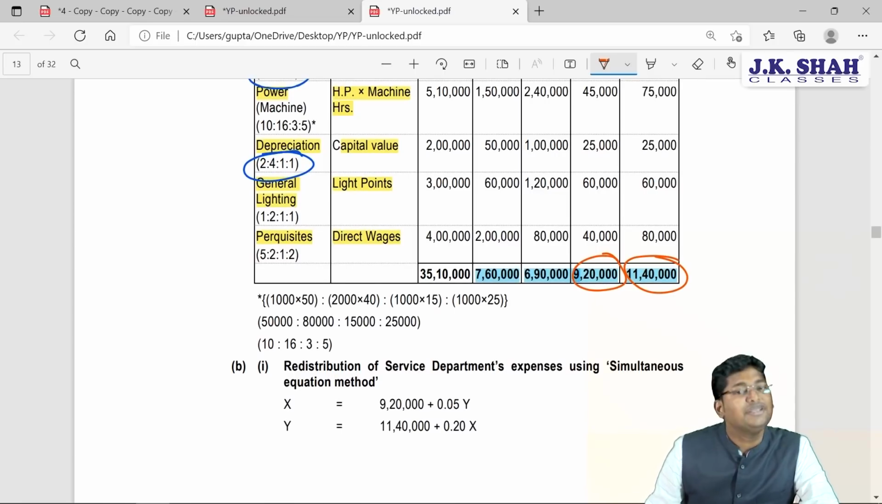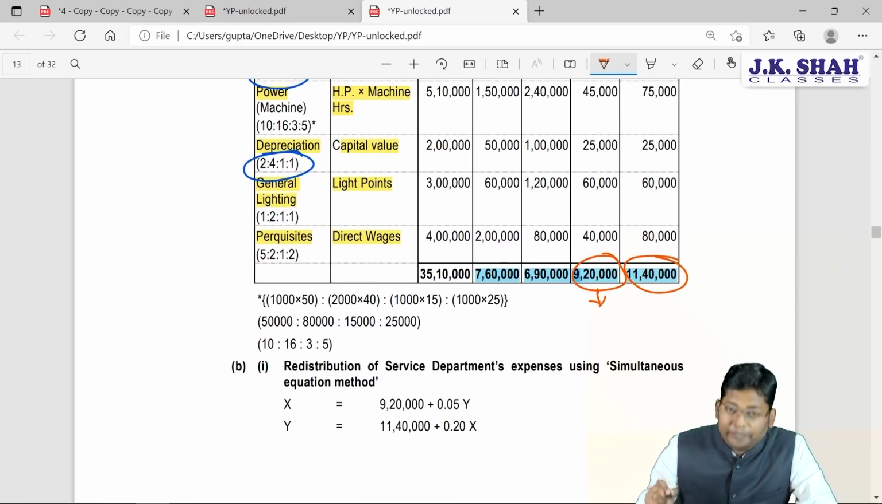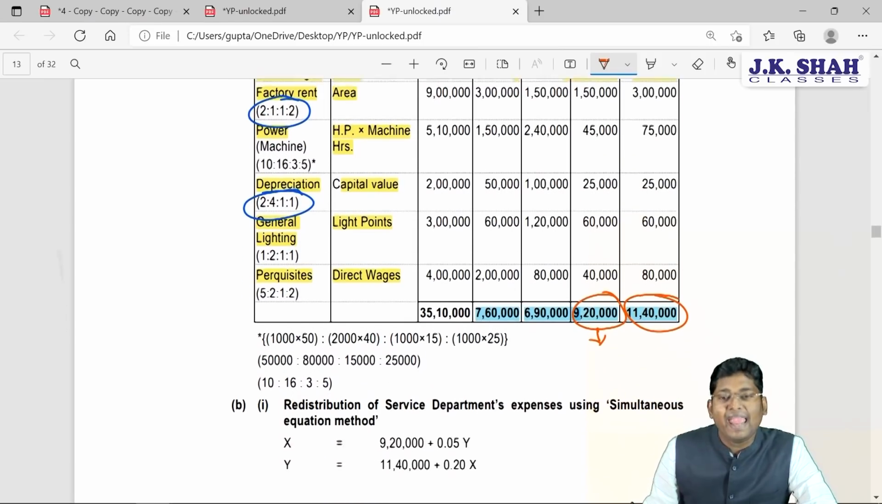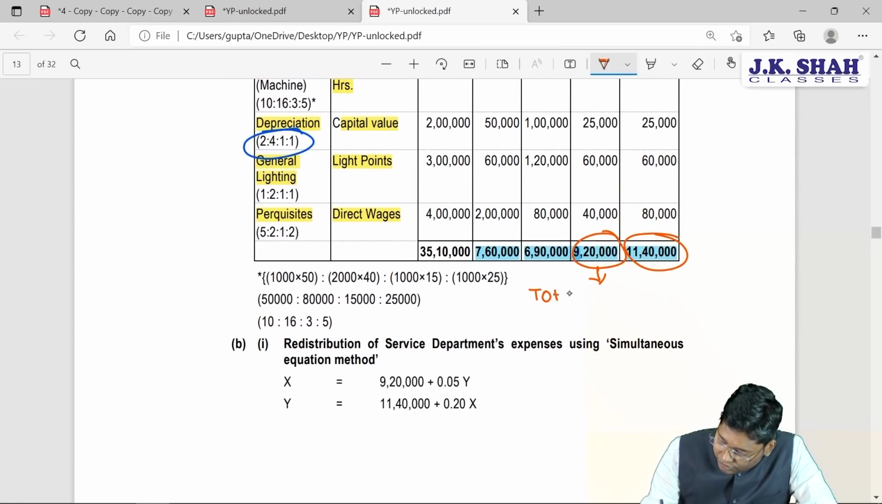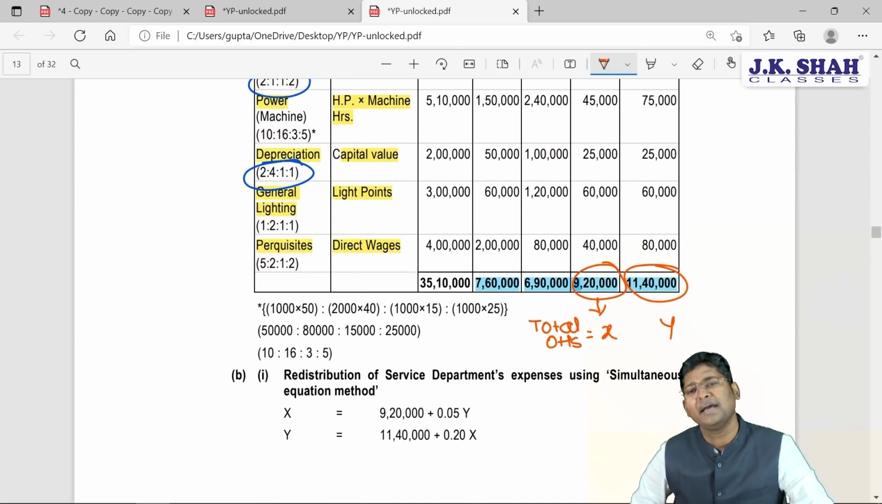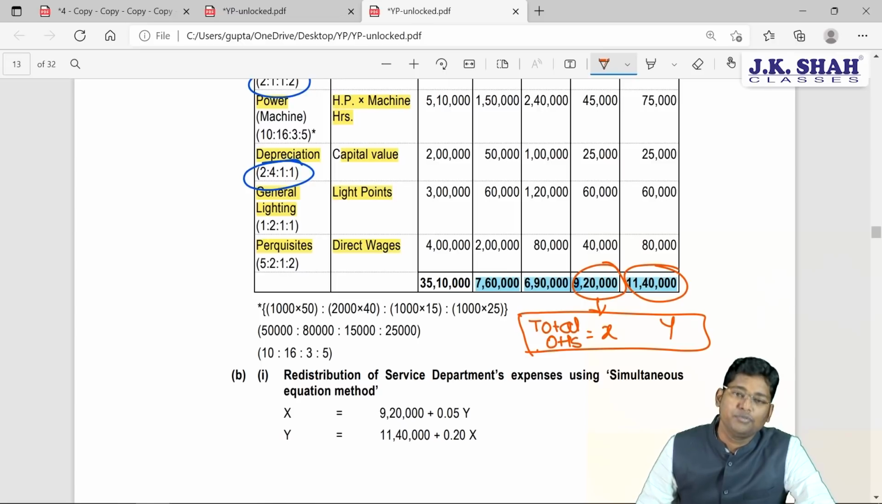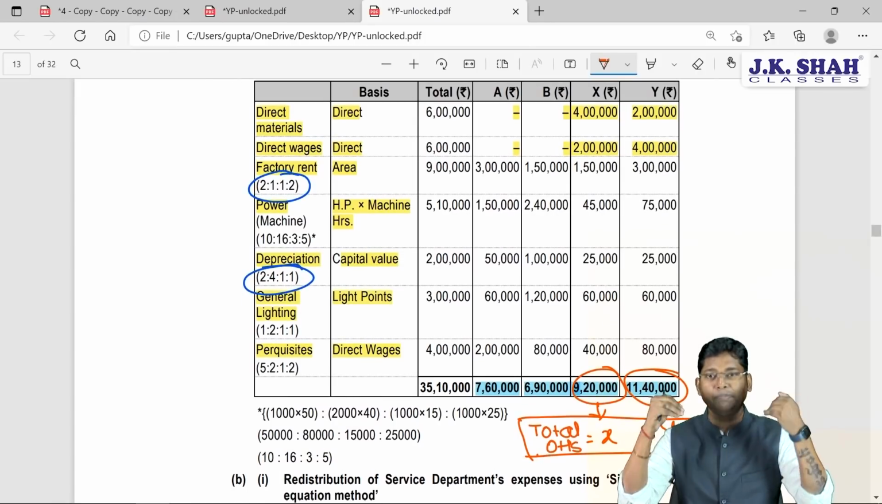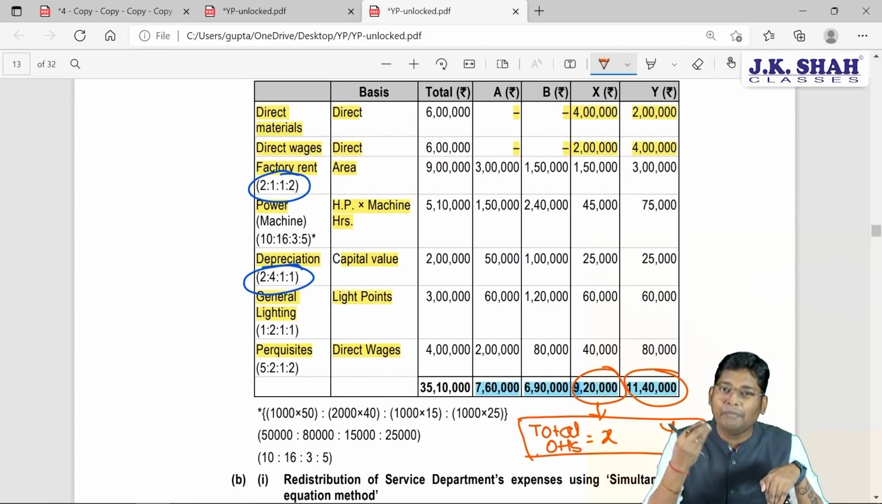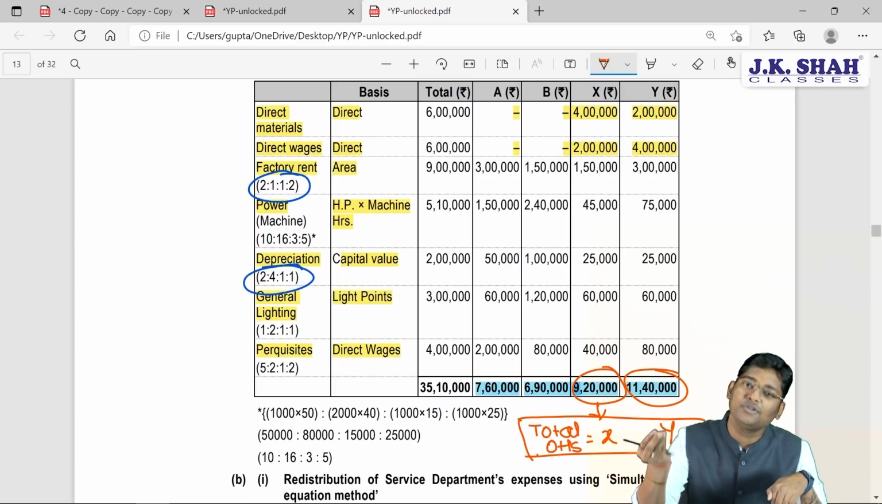Now as far as redistribution is concerned, try and understand. Let's assume that service department number 1 is X, the total overheads of this particular department are X, and the total overhead of your second department is Y. This is my assumption. Now kindly focus on this total overhead. Total means what? Total does not mean only 9,20,000 and 11,40,000. Total means 9,20,000 is the own expenditure of X plus some expense of Y that X is going to bear.